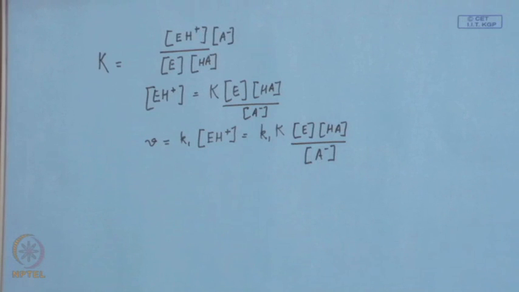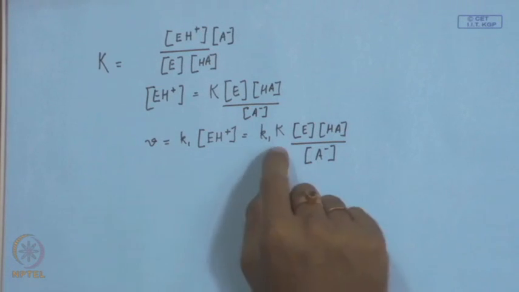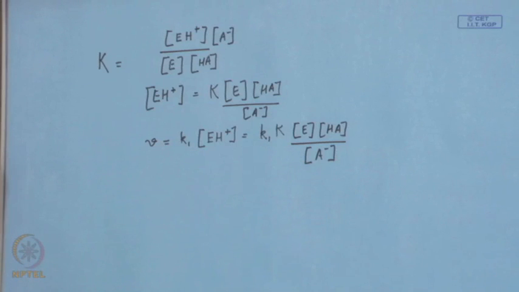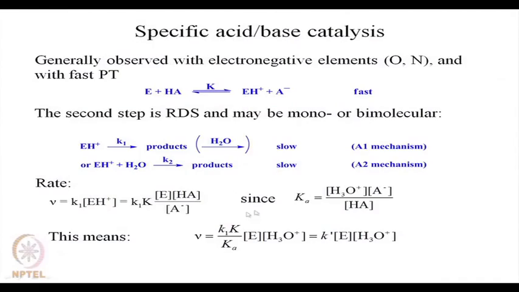Okay. So, this is the rate expression including your equilibrium constant. Since Ka is H3O+ A- divided by HA, you can plug this in over here, and ultimately you get that V is equal to K1 into K divided by Ka into E into H3O+. So, you see that this rate is strongly dependent on H3O+ concentration, that is your acid concentration, or the concentration of hydronium ion present in the reaction mixture.